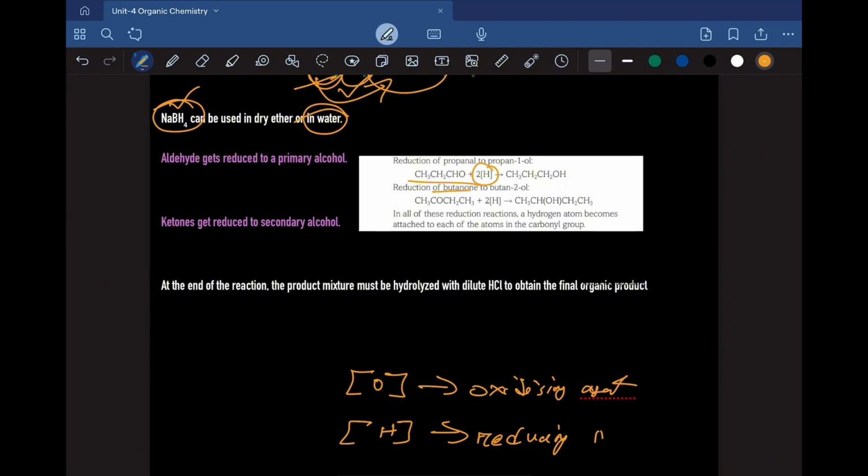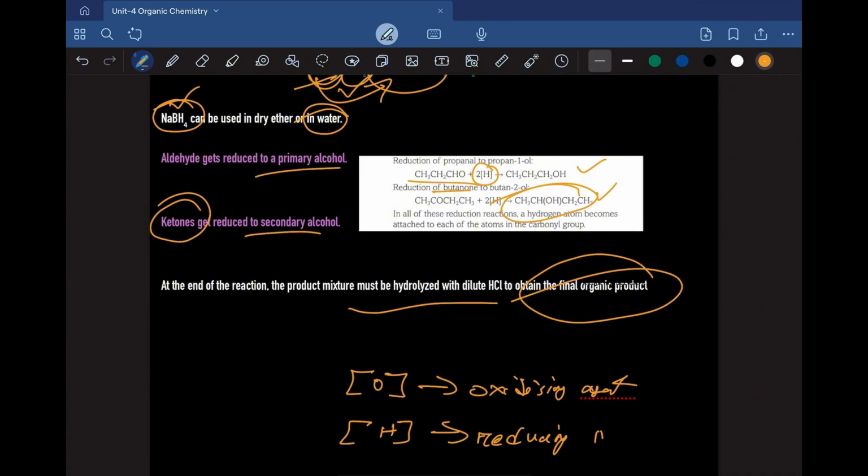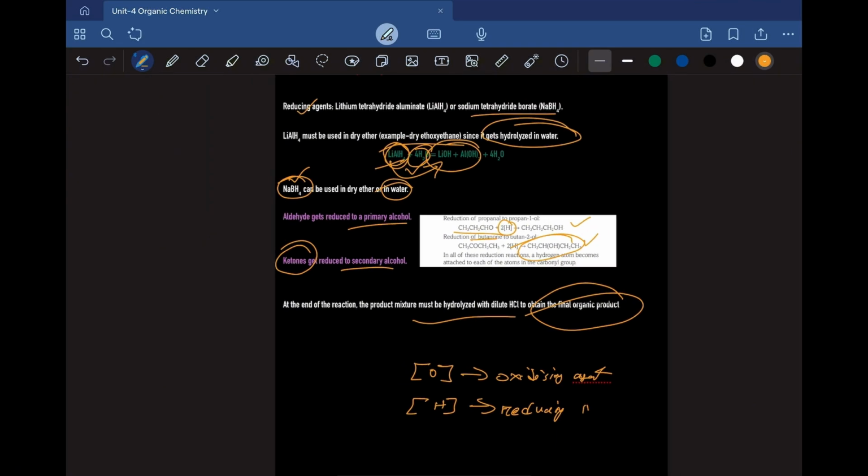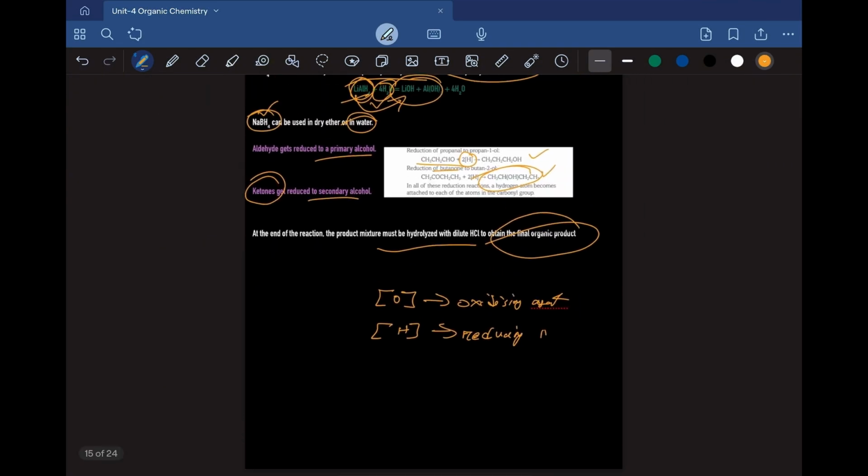Now the reduction of butanone: ketones will be reduced to secondary alcohols, and aldehydes will be reduced to primary alcohols. When we reduce them, this is how they form. At the end of the reaction, this product mixture must be hydrolyzed with dilute HCl to obtain the final organic product. This is something that you will have to carry out. Now let's learn more about mechanisms.